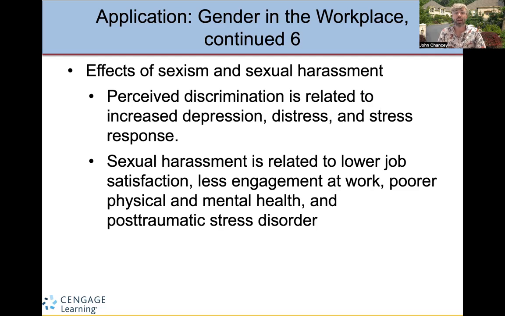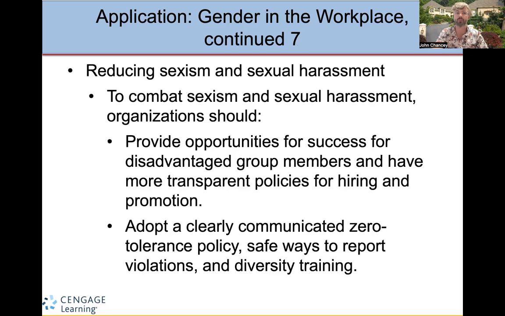What are the effects of discrimination and sexism in the workplace? Perceiving that discrimination takes place is related to depression, distress, stress response, lower quality of life, and lower satisfaction in work. Sexual harassment is related to lower job satisfaction, less engagement, poorer physical and mental health, and even post-traumatic stress disorder. What can we do to reduce sexual harassment and sexism in the workplace? Provide opportunities for success for disadvantaged groups, have more transparent policies in terms of hiring and promotion, and have a very clearly stated, trained, zero tolerance policy when it comes to diversity and reporting violations, things like that.